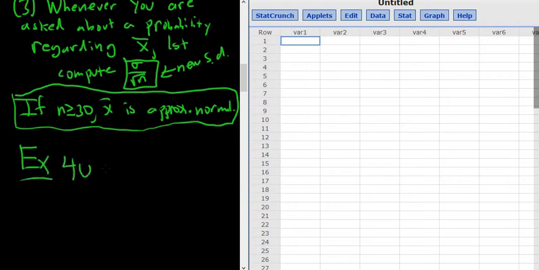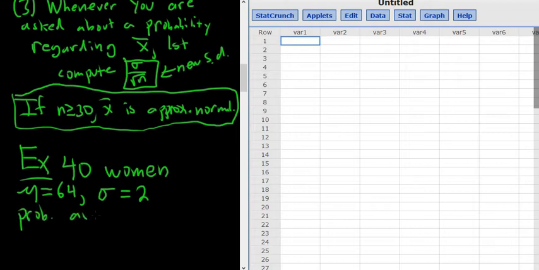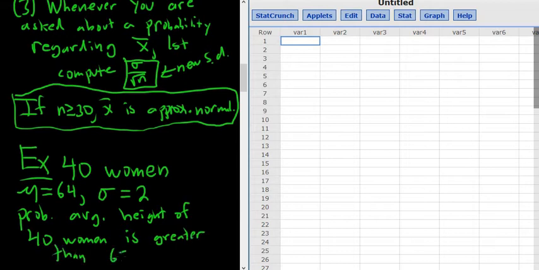Let's say we have 40 women that are randomly selected from the world, and we know that mu is 64 inches. So the average height of these women is 64 inches. And the standard deviation of the heights of all of the women in the world is 2 inches. And we want the probability that the average height of 40 women is greater than 65 inches. So classic central limit theorem problem.